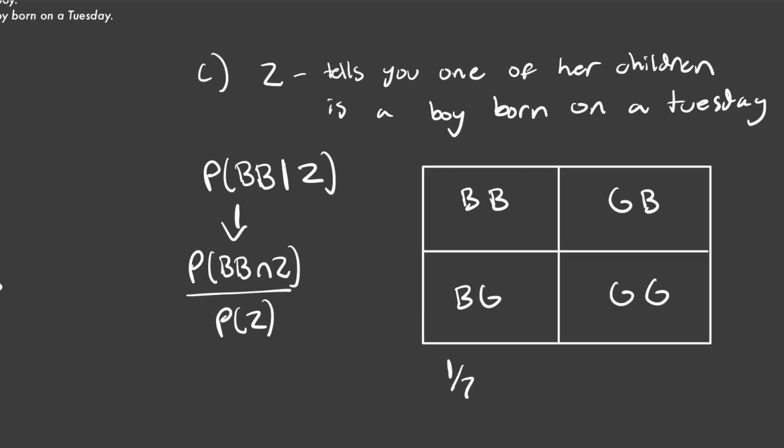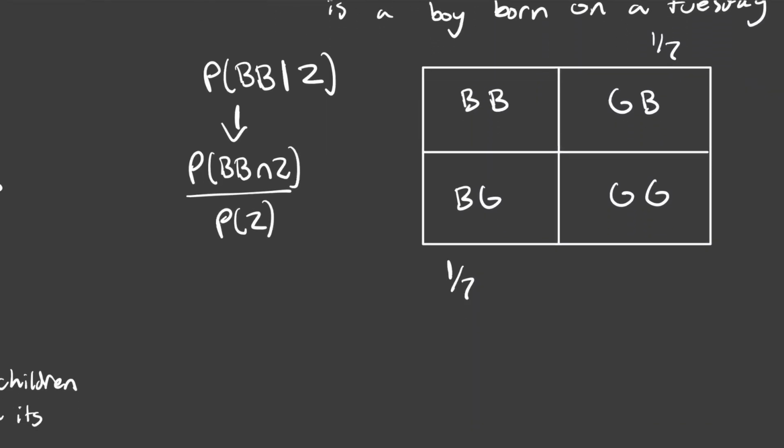And same for this quadrant up here. There's again a 1/7 chance that this boy is born on a Tuesday. Now for the boy-boy quadrant, what are the odds that one of these children is born on a Tuesday? Well, let's just do some combinatorics real quick.